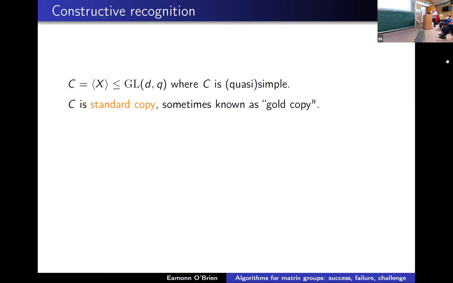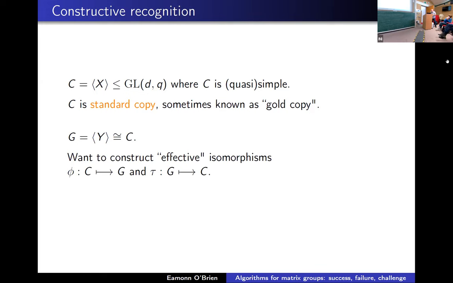Okay, so constructive recognition. This is where we really want to set up an isomorphism between our copy and a nice copy, what I call a standard copy, or sometimes the gold copy. So I'm thinking of C, a group for which we know its name and everything else. It's the nice 4x4 matrices defined over GF(7). And we are given some group G with a different generating set. I'm not assuming any correspondence between X and Y. I'm deliberately mixing it up.